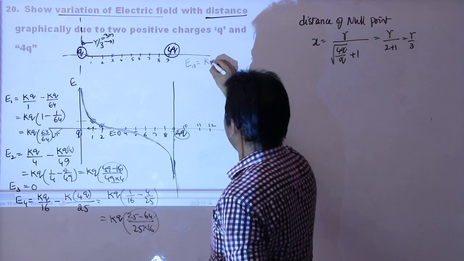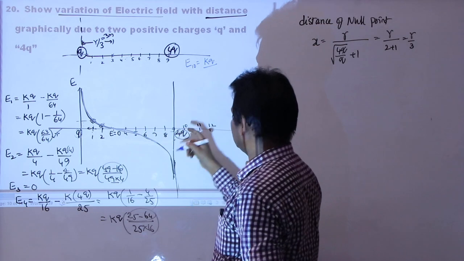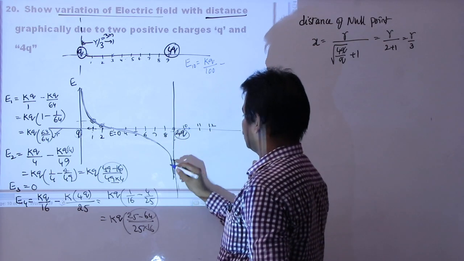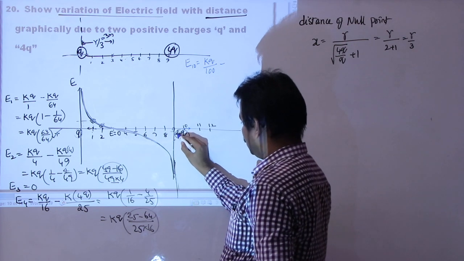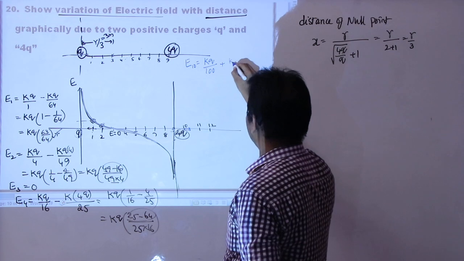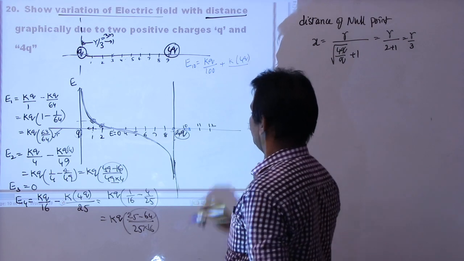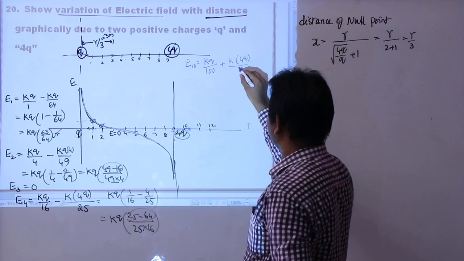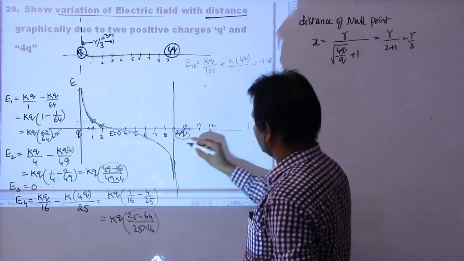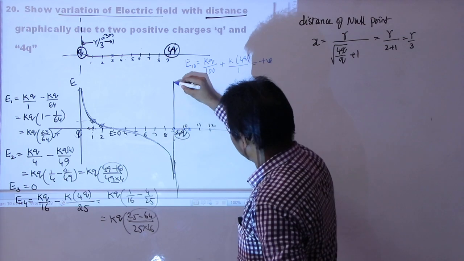What happens to the value of the electric field at point 10? This is given by kq by, the distance is 10, 10 squared is 100, and this is acting in this direction. Due to the 4q charge also, the field will be in this direction. So I am adding this one, k into 4q by, this distance is only 1 squared, which is 1. So if you see this one, this is a positive value.